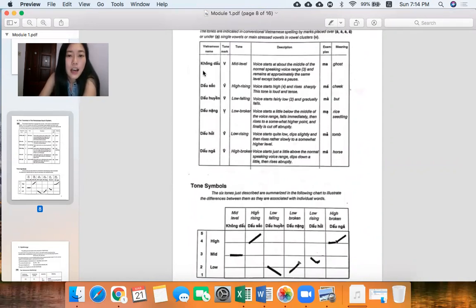First, không dấu, the level tone. Start at about the middle of the normal speaking voice range 3 and remain at approximately the same level except before a pause. Example: ma, ma. Dấu sắc, high rising.